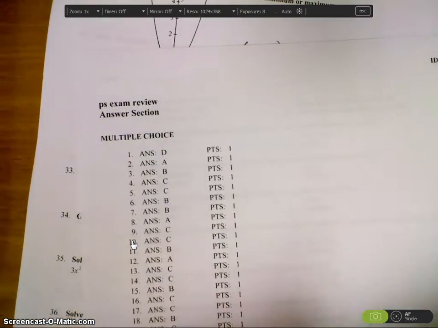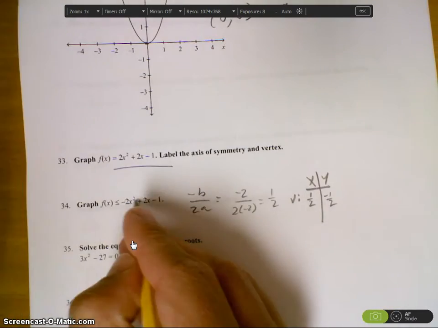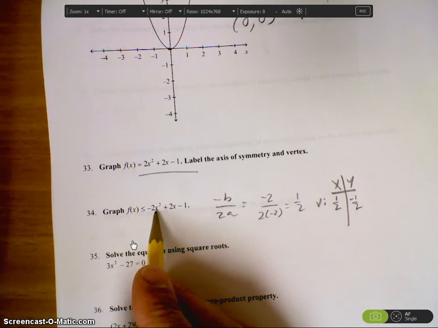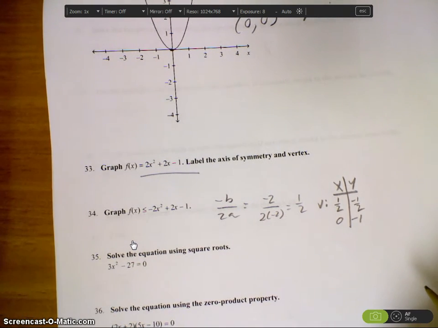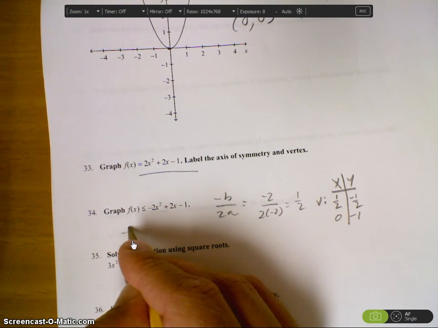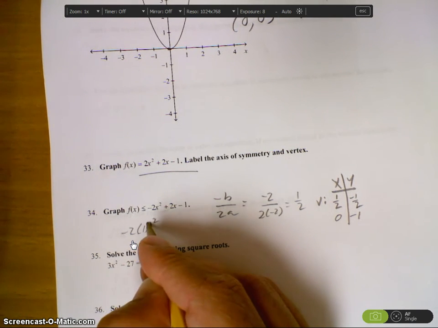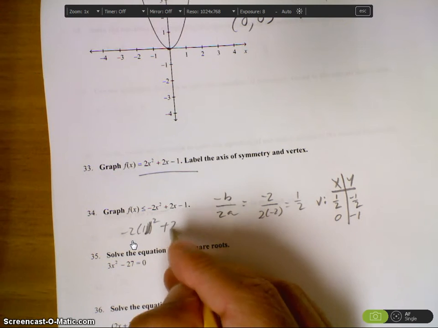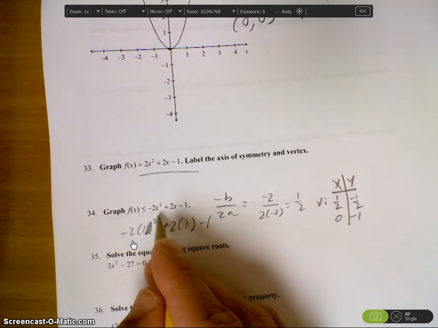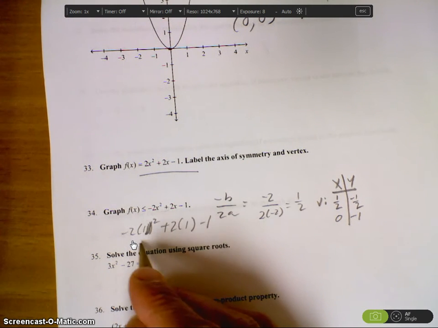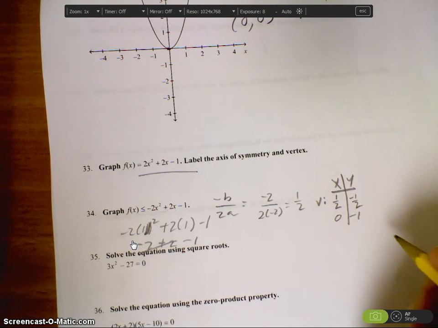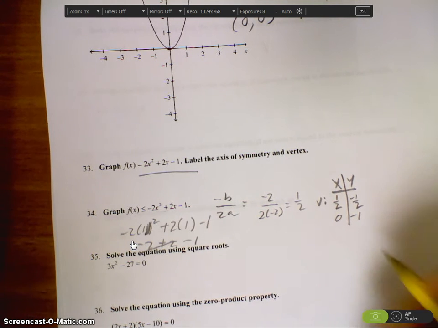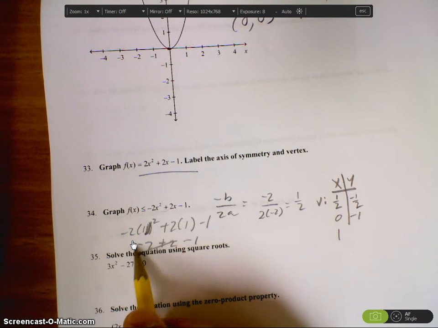If I'm picking 0 for this, this one's easy. That cancels out and that cancels out. So when you're at 0, the y value is negative 1. And then we'll pick 1. So it's negative 2 times 1 squared plus 2 times 1 minus 1. 1 squared is 1, and 1 times negative 2 is negative 2, plus 2 minus 1. Negative 2 plus 2 is out, so it looks like we get, oh, I must have made a mistake somewhere. Let's see, 1 squared is 1, negative 2.